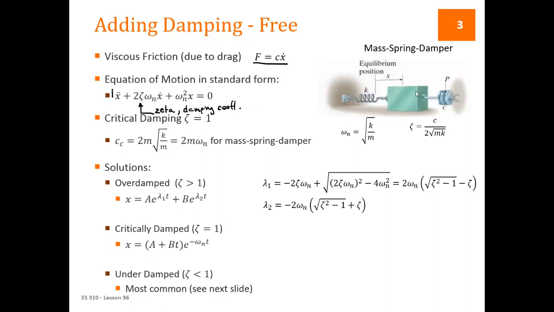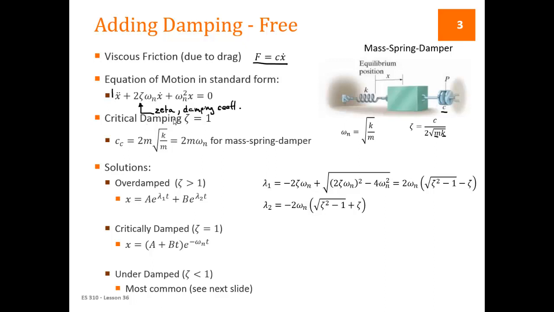In the special case where we have one mass, one spring, and one damper, omega n is still the square root of k over m, and zeta is equal to c divided by 2 times the square root of k times m. This damping coefficient is based on all three values in our system.